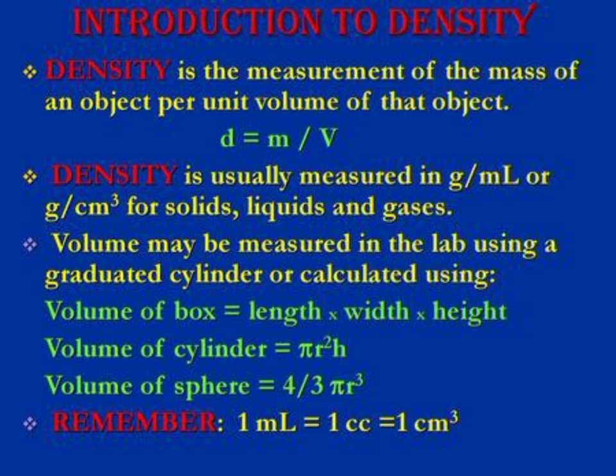Now, density in its basic definition is simply the mass per unit volume of an object or a substance. That is the mass divided by the volume of this substance. Usually the measuring unit of density is grams per milliliter, or better still, grams per cubic meter, or grams per cubic centimeter.